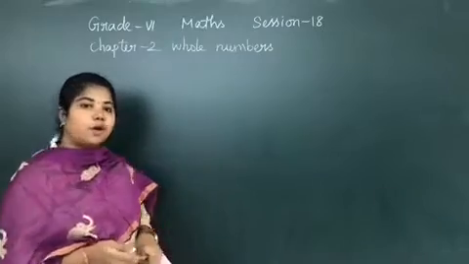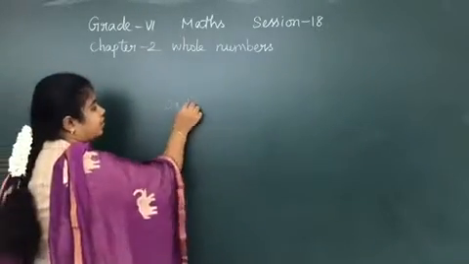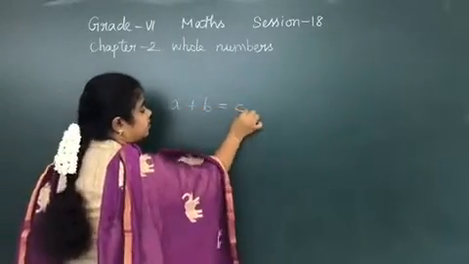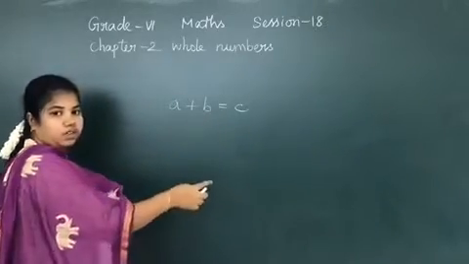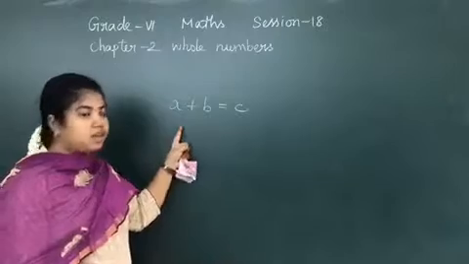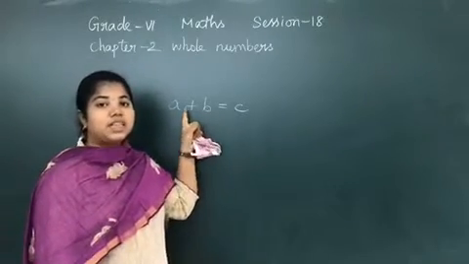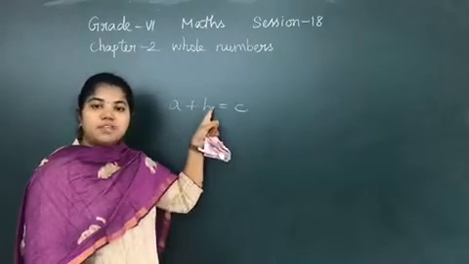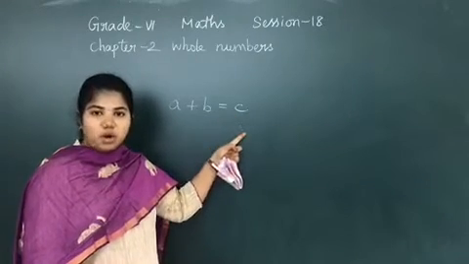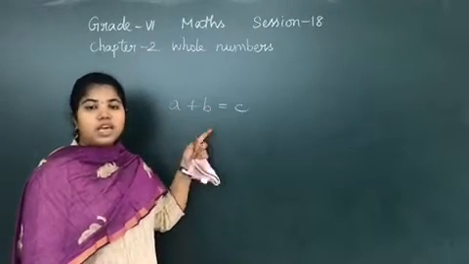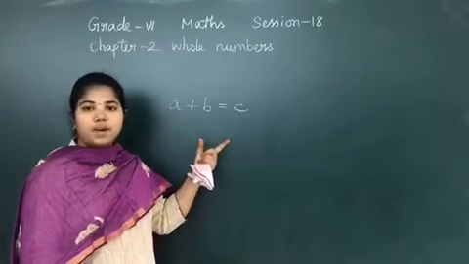What is closure property? I am going to take three variables A, B and C. If the sum of two variables A and B is equal to C, if A is a whole number, B is a whole number, then the sum of these two whole numbers must be a whole number. That is, C must be a whole number. If it is a whole number, then the property holds. If it is not a whole number, then the property will not hold.